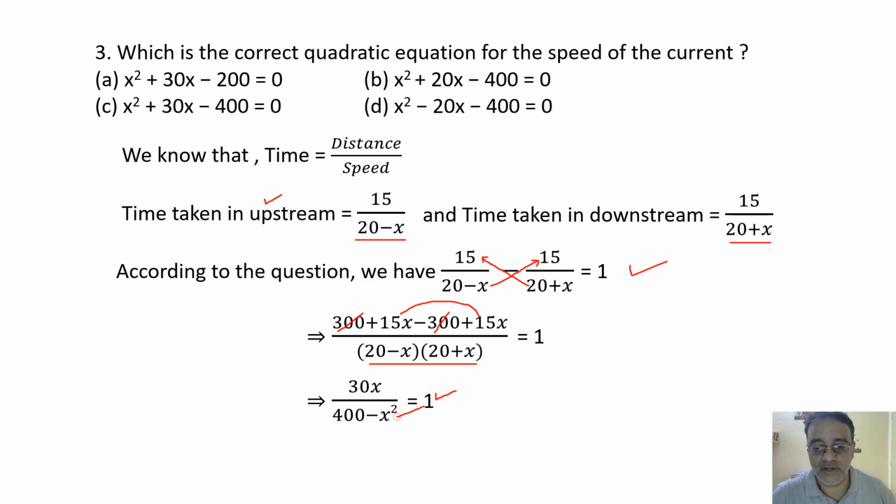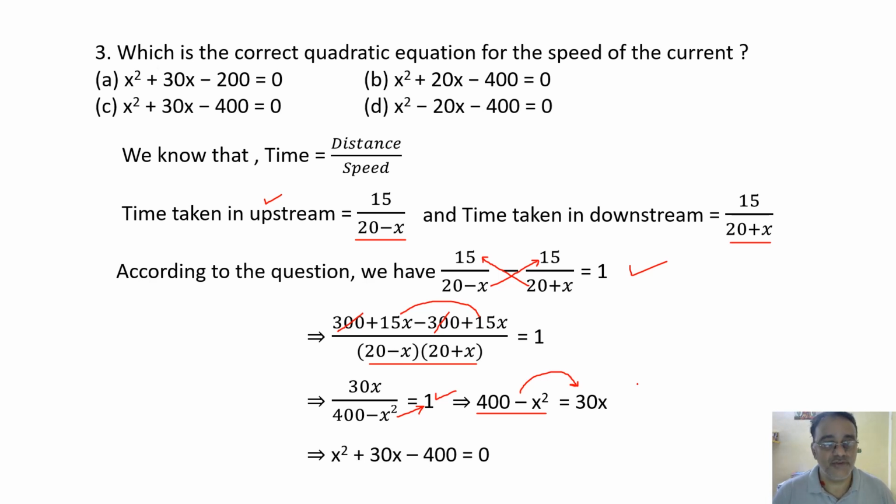Okay. Now we'll do cross multiplication. So 400 minus x square is equals to 30x. Now we will shift both of these to this side in order to make x square positive. So we are getting x square plus 30x minus 400 is equals to 0. So which option is the correct one? Option C. Yes, option C.